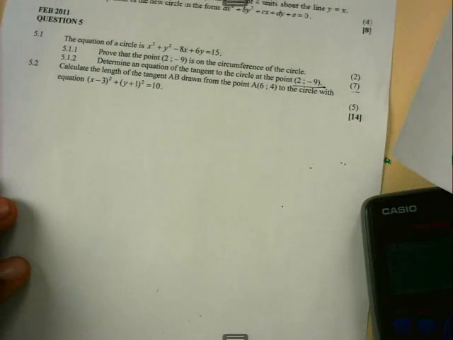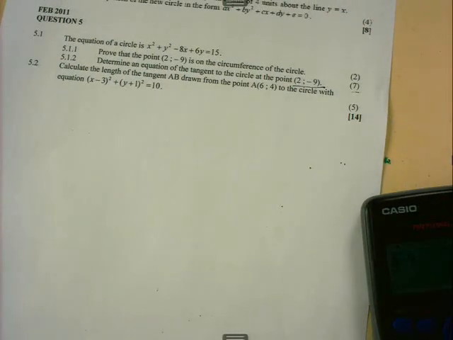Right. The last question here is of course 5.2. Question 5.2 says: calculate the length of the tangent AB drawn from the point A to the circle with the equation x minus 3 all squared plus y plus 1 all squared is equal to 10. That is a 5 marks question, boys and girls.